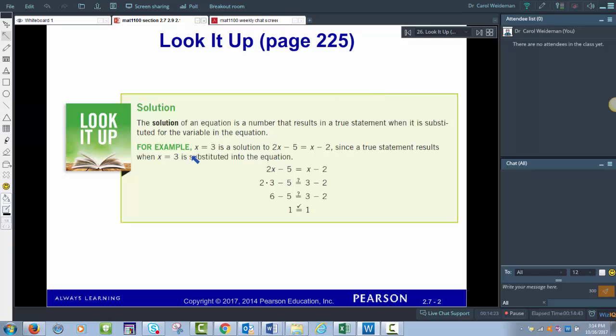So let's say we're going to check a solution. They said x equals 3 is a solution to this equation. So when we substitute in x equals 3, we replace x with 3 on both sides. Go ahead and simplify. We end up with a statement here that's always true. 1 equals 1.